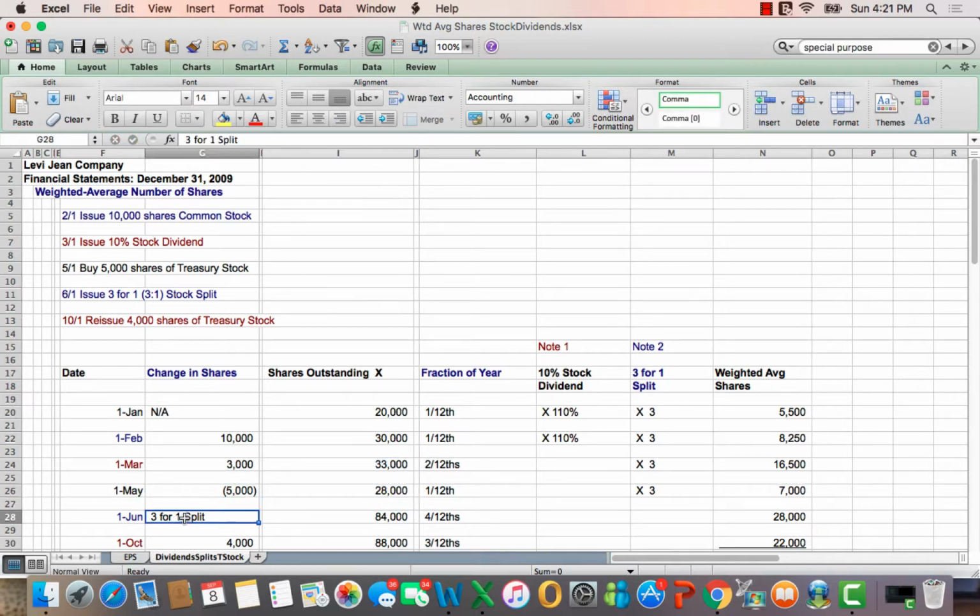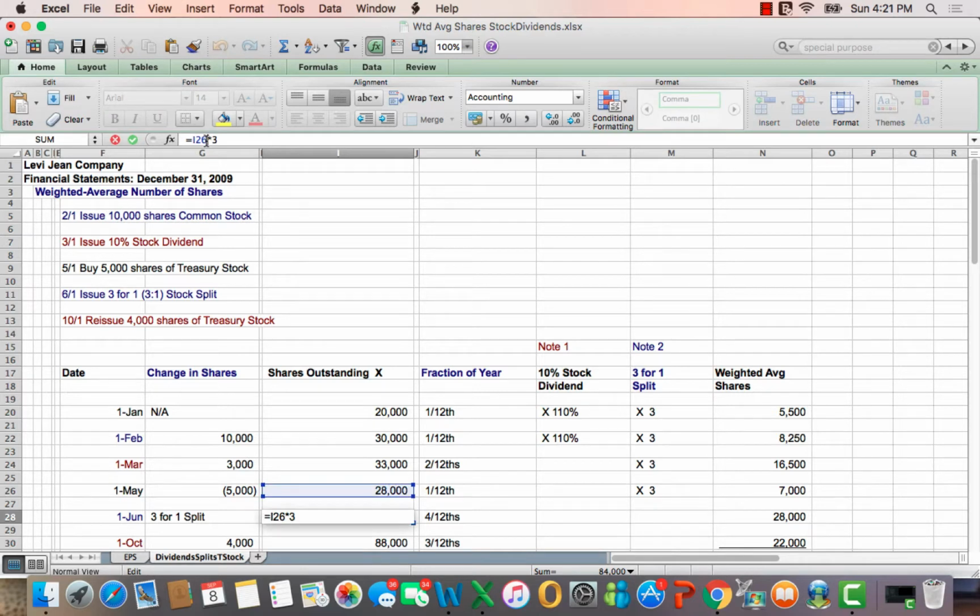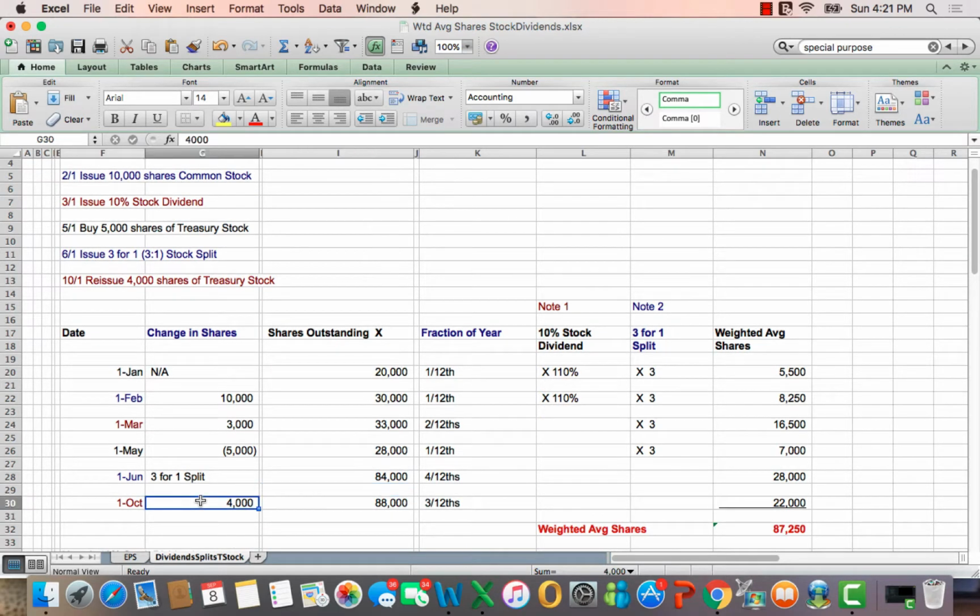We have a 3-for-1 stock split, which means for every one share you now have 3. We multiply 28,000 shares times 3 for 84,000. And then finally, on October 1st, we reissue. We take 4,000 shares out of treasury stock and issue them to the public. And if I slide down a little bit, you'll see that 84,000 shares becomes 88,000.